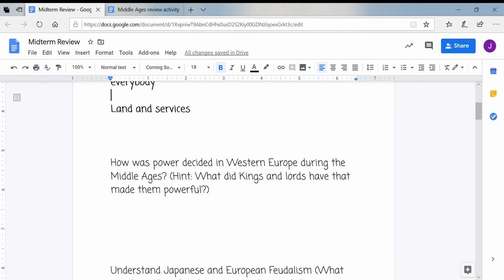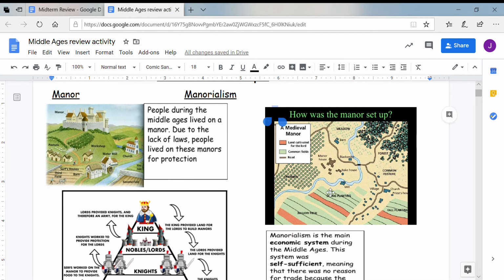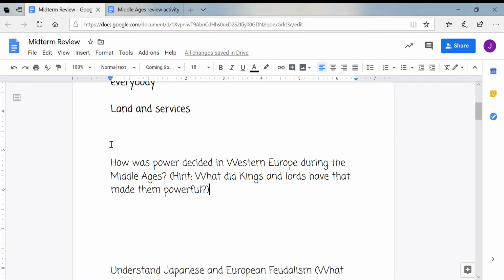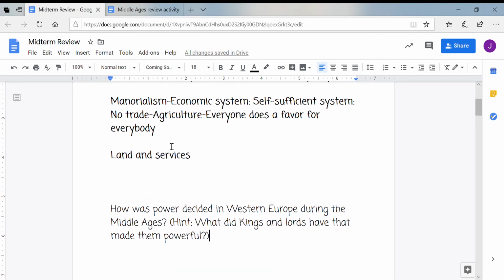And just moving on now, just keep in mind with the manorial system, on the midterm, you're going to get a map, something similar to this. And just understand that manorialism was dominated by farming. That was the main service. Remember, there was no trade.